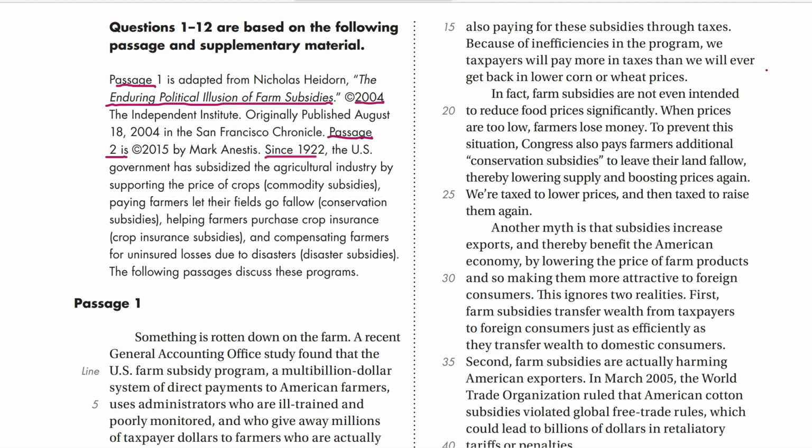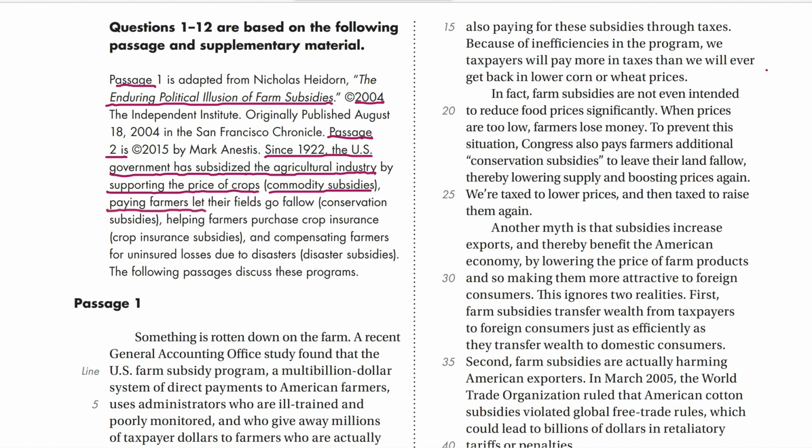Since, and starting from here I need to underline, since 1922, the US government has subsidized, what does subsidized mean? Granted money. Subsidized what? The agriculture industry by supporting the price of crops. And when they supported the price of crops by giving grants, by giving money, they called it, guys, commodity subsidies. Commodity means what? Product. Remember this well, what is in the passage. You might encounter it in some other passages. طيب.